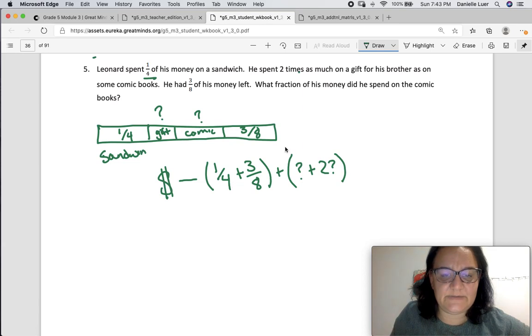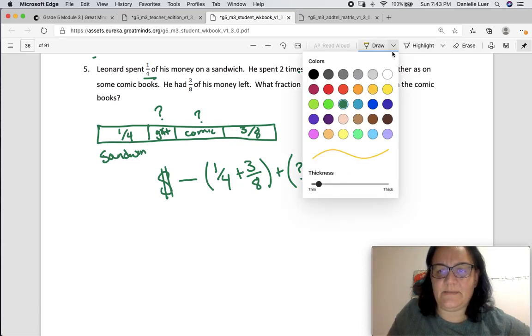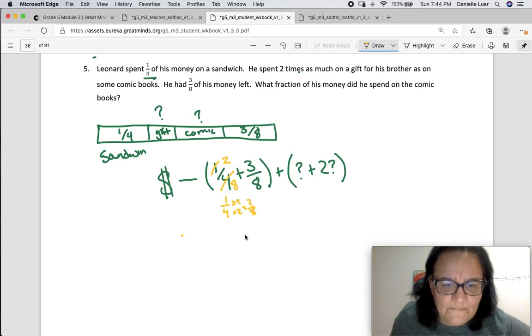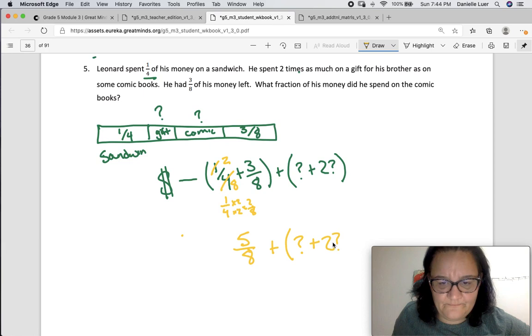Okay, let's put these into a common denominator here. So 1/4 times 2 would be 2/8, right? So I can take that out and make that into 2 and that into 8, and then I can add those together. So 5/8 plus a number plus 2 times that number equals his money. So we're gonna call his money 1.